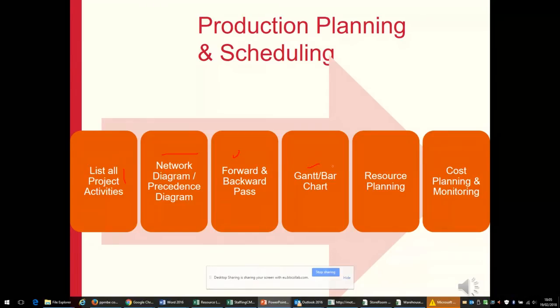Today we will see how we could be using these bar charts for better managing our resources, and also we will be touching upon how we can use it for cost planning and monitoring.